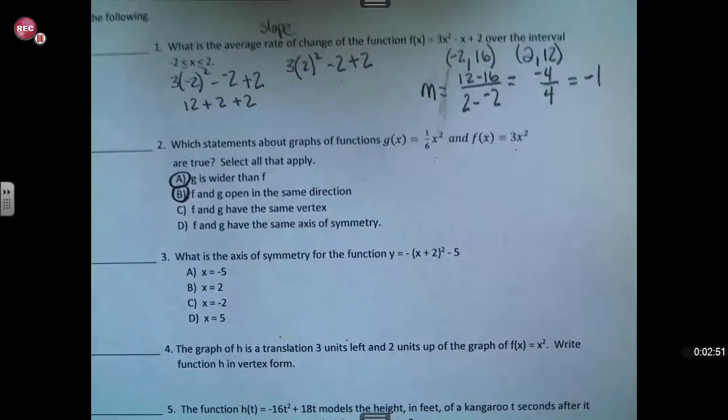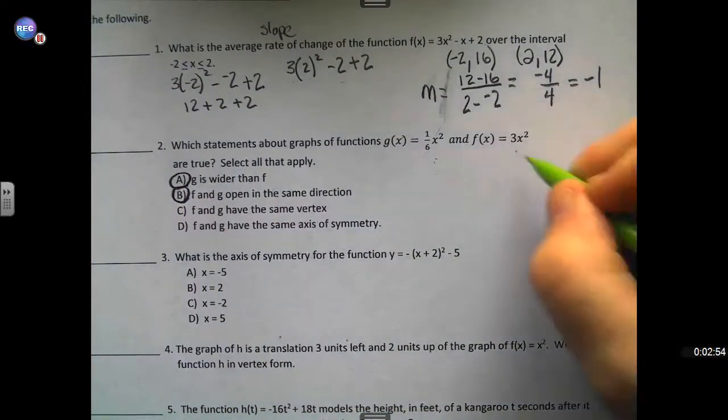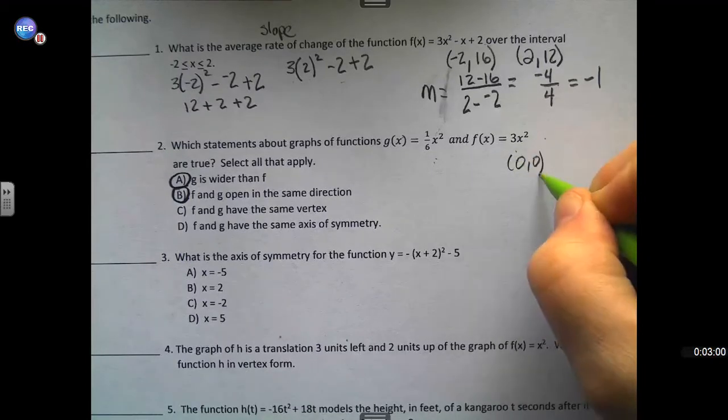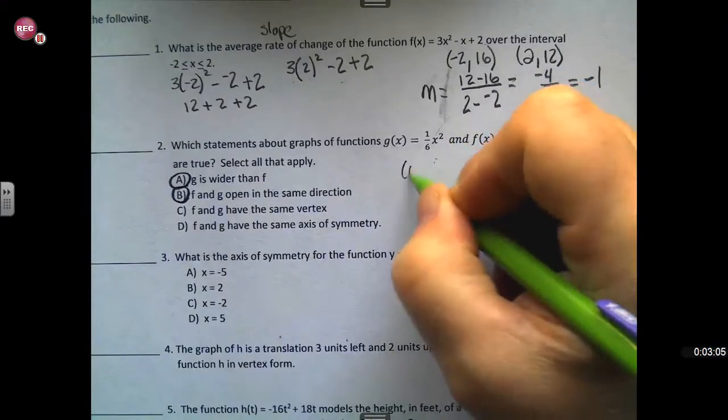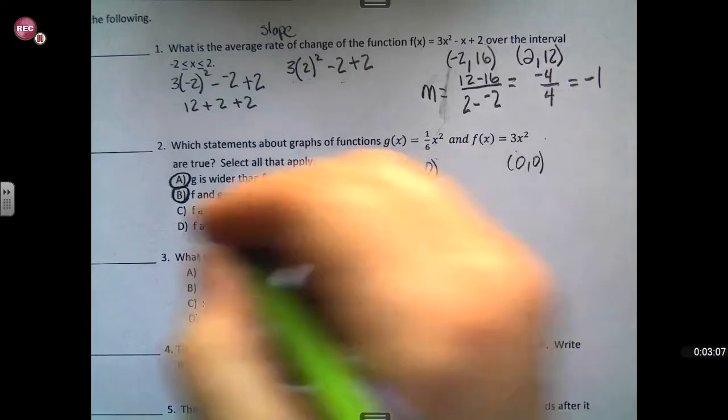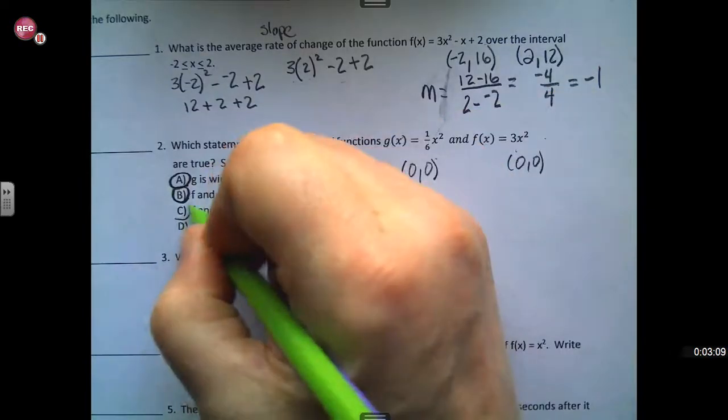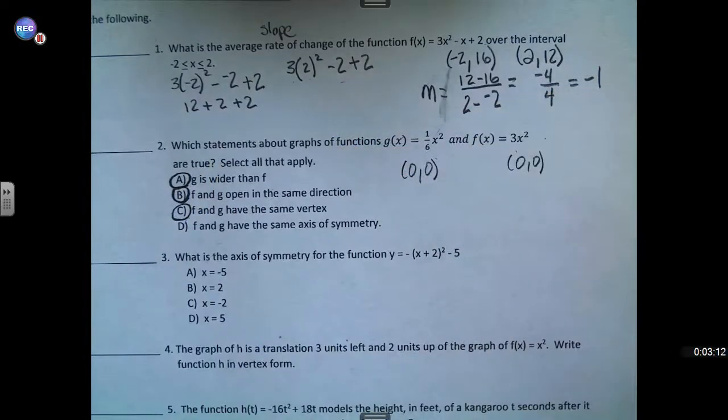And F and G have the same vertex. Let's see, the vertex here, because there's no linear term, the vertex here is going to be 0, 0. And the vertex here, again, because there's no linear term, is going to be 0, 0. So yeah, they have the same vertex. And lastly, they have the same axis of symmetry. If they have the same vertex, then they would have the same axis of symmetry.